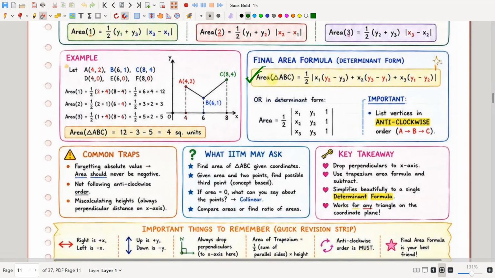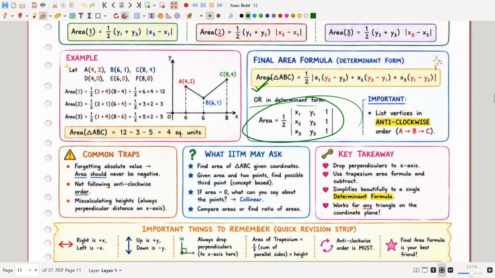This is the formula you will be using more commonly, where area of the triangle ABC is equal to 1 by 2 into x1 into y2 minus y3 plus x2 into y3 minus y1 plus x3 into y1 minus y2. Or you can use this determinant form. This is how you use it most of the time. If you are comfortable with finding the determinants easily, you can use this form also.